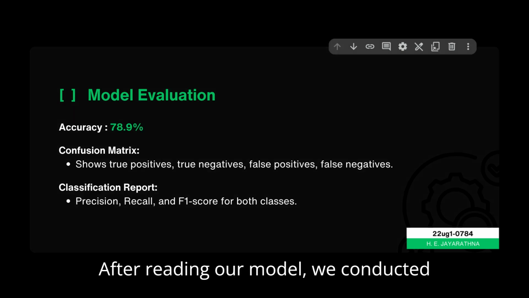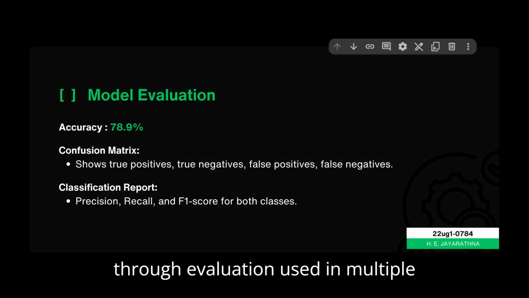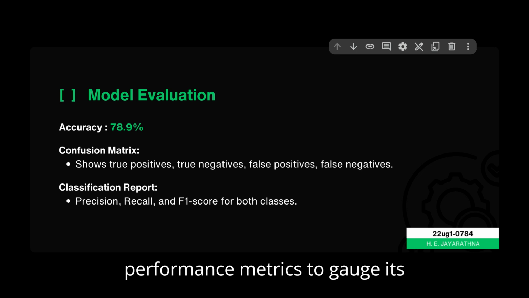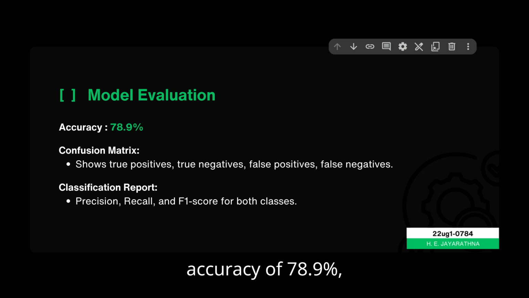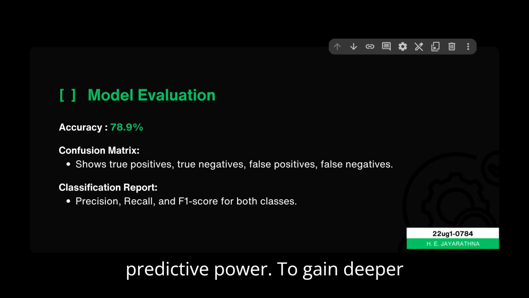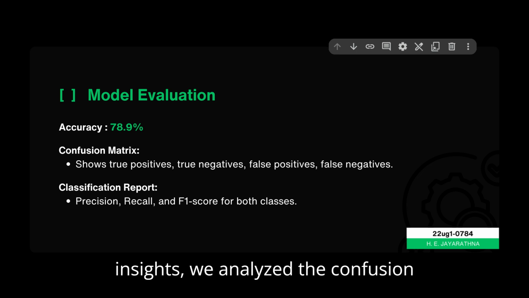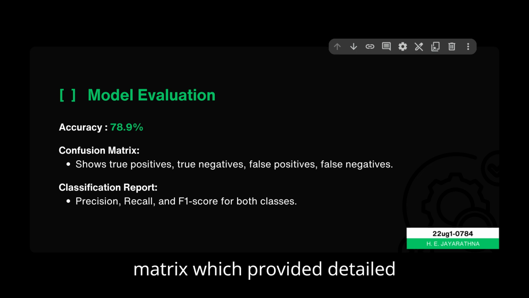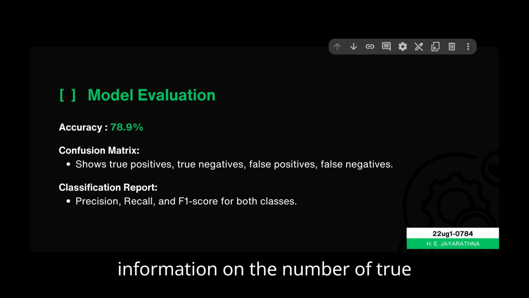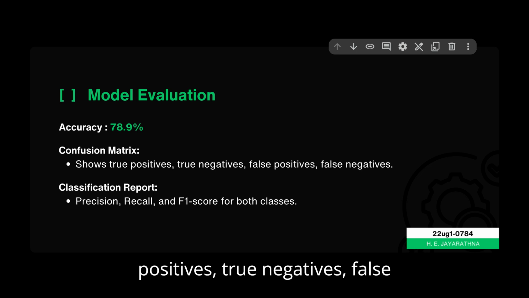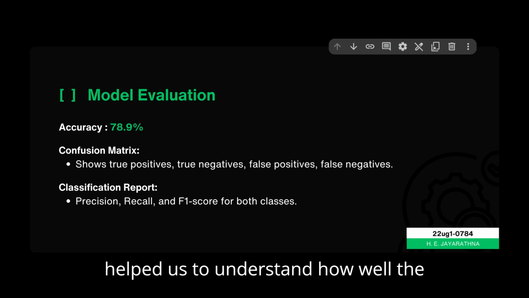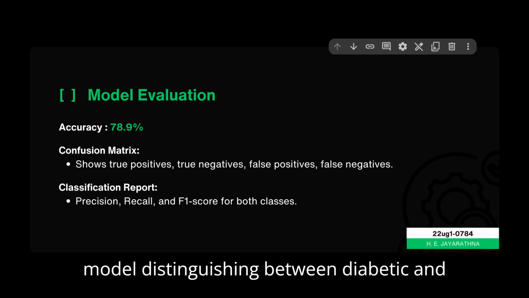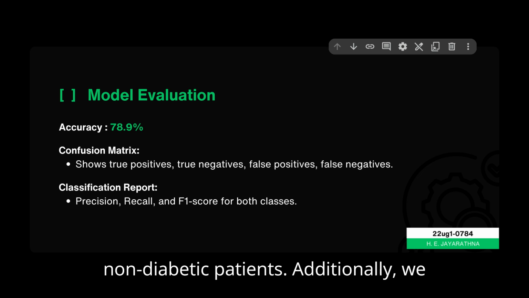After training our model, we conducted a thorough evaluation using multiple performance metrics to gauge its effectiveness. Our SVM model achieved an accuracy of 78.9%, indicating a reasonable level of predictive power. To gain deeper insights, we analyzed the confusion matrix, which provided detailed information on the number of true positives, true negatives, false positives, and false negatives.